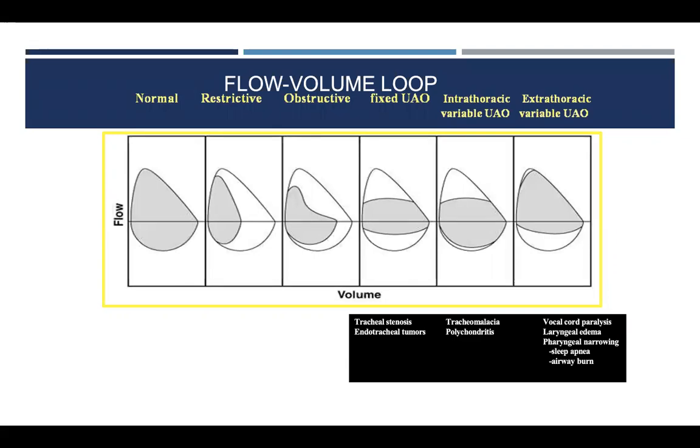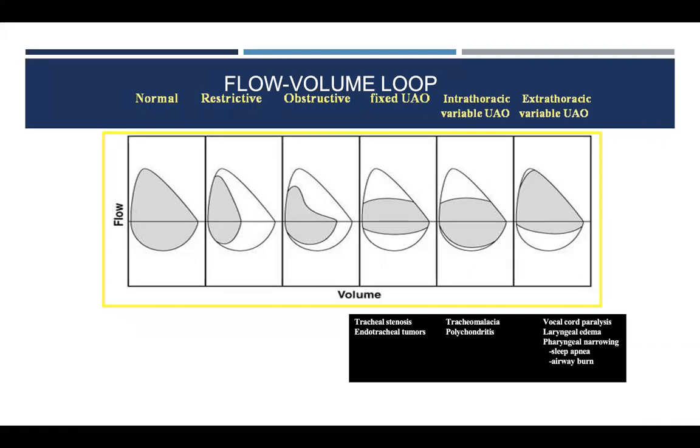So these are the flow volume loops in different conditions. The first one is the normal loop. The second one is the restrictive loop, wherein the shape remains the same, but the volumes are lesser. In the obstructive loop, the flow is lesser. This is the upper airway obstruction, indication of upper airway obstruction. In an intrathoracic obstruction, it reduces all expiratory flows, and as the reduction becomes severe, there is a scoop or concavity in the expiratory limb of the loop.